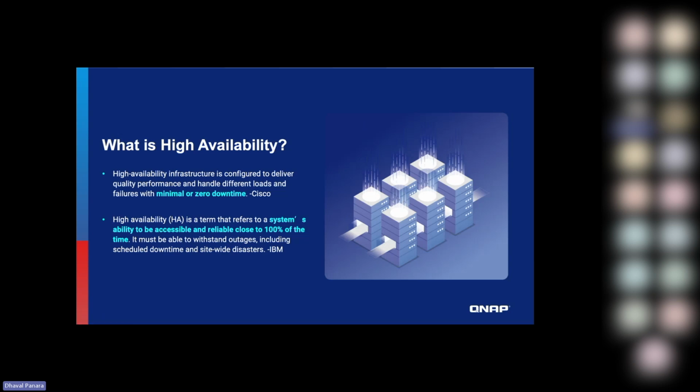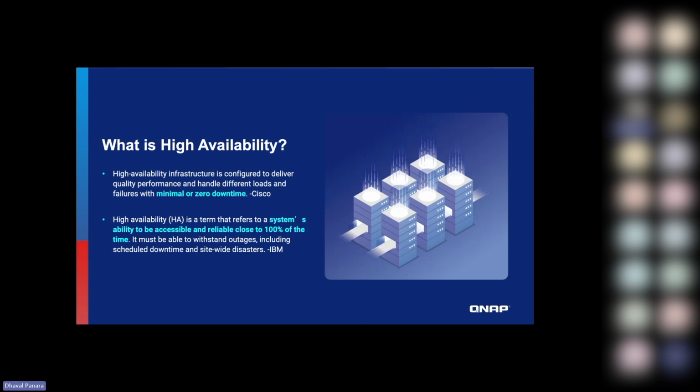And then what is high availability? High availability is an infrastructure which is configured to deliver quality performance and handle different loads and failures with minimum or even zero downtime. It's also a term that refers to systems that are reliable close to 100% of the time. It must be able to withstand outages, including scheduled downtime and site-wide disasters.